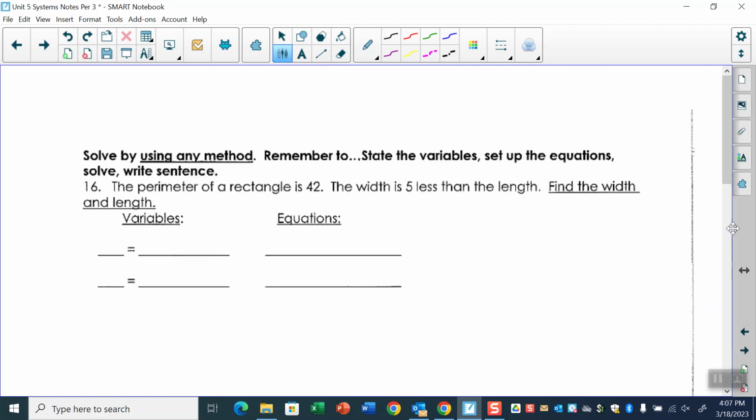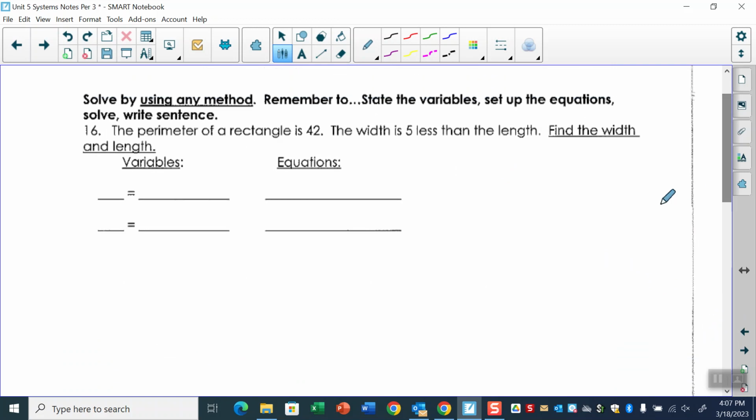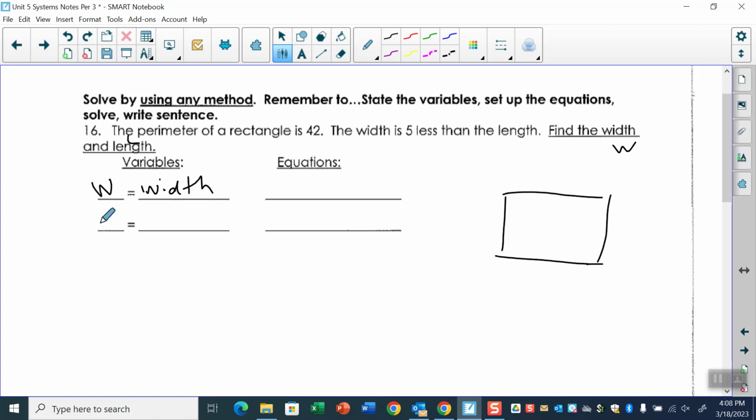And the last page is, last but not least, solving these, the dreaded word problems, no big deal. Okay, so I've got a rectangle. It's always a good idea to draw a picture if you've got a rectangle or something. And I know that the perimeter is 42. And it says find the length and the width. So those are my variables, right? W is the width. What you're trying to find is going to be your variables. So L is the length.